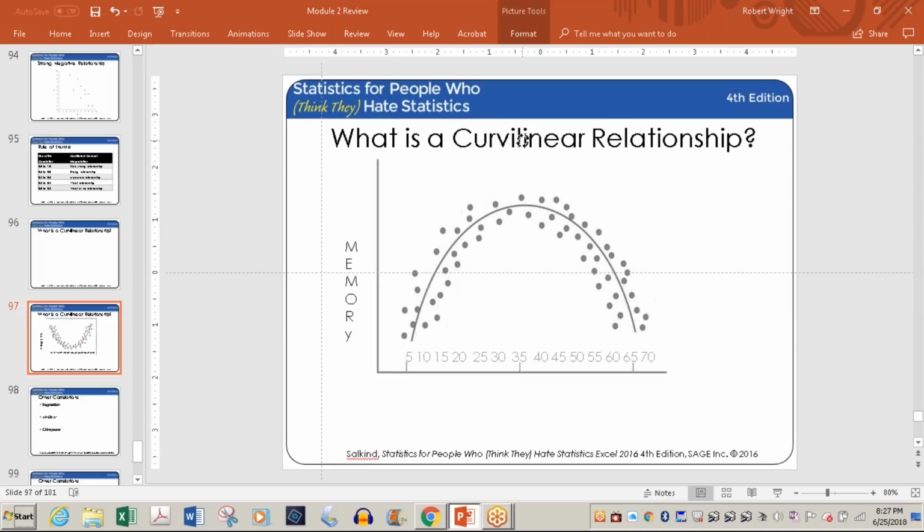But it still would be a curvilinear. It'd still be a curvilinear. Anytime you have that curve, it's called curvilinear. Okay? Any other questions? All right, moving right along here.